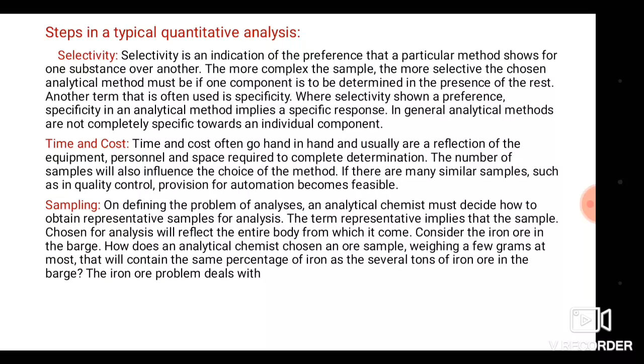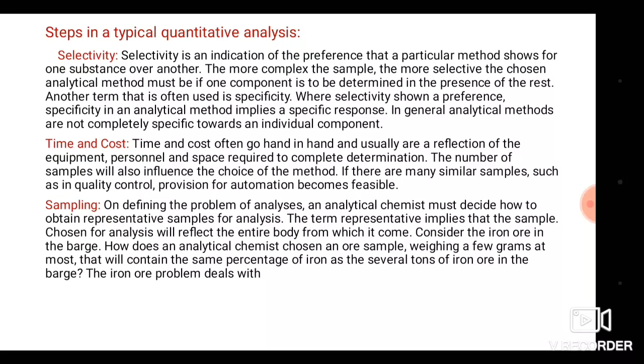Then what is selectivity? Selectivity is an indication of the preference that a particular method shows for one substance over another. So we are going to analyze ultra micro samples. Whether you have macro analysis, semi micro analysis, or trace analysis by instrumental method, it is necessary to choose which type of method is useful for the analysis.